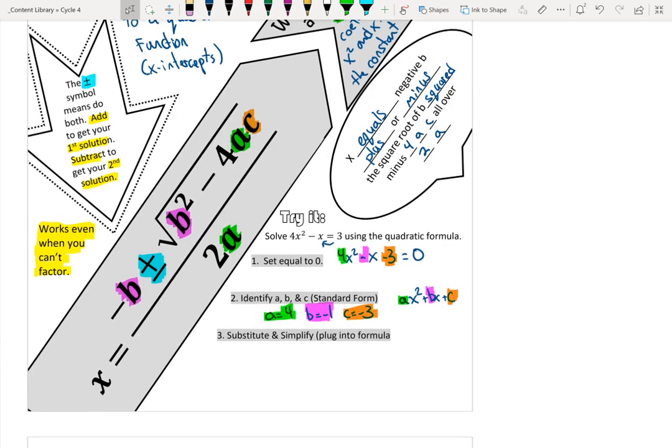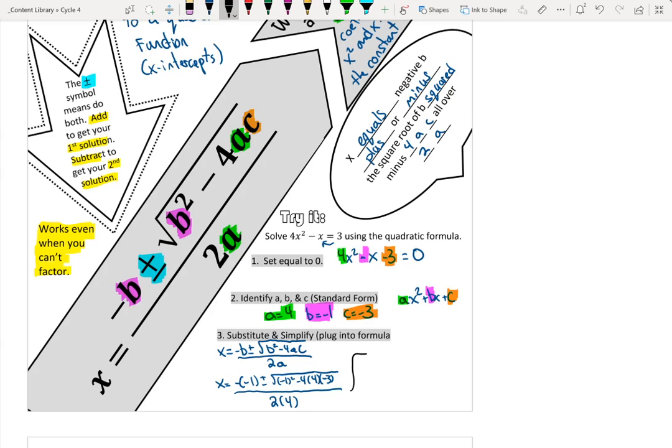So once we have all of that, we can plug this into our equation and simplify. We have x equals negative b plus or minus the square root of b squared minus 4 times a times c, all divided by 2a. When I plug this in, I get negative 1 plus or minus the square root of negative 1 squared minus 4 times negative 3, all divided by 2 times 4.